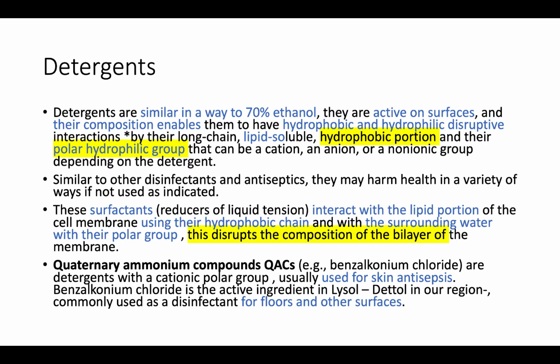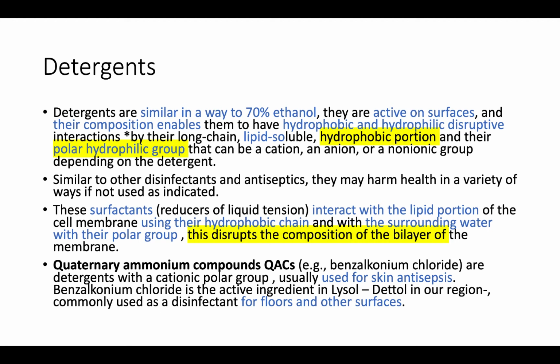Detergents. What types of detergents do we use? As we said, you need hydrophobic and hydrophilic portions on the same molecule. Ethanol is all hydrophobic, so if I add water to it I give it the ability to interact with hydrophilic parts. In detergents, the chemical compound itself has portions that are hydrophobic and portions that are hydrophilic. So it is also effective in disrupting cell membranes and makes them lipid soluble. Similar to other disinfectants, they may harm health in a variety of ways. That's why detergents are not usually used on the human body. They are used as disinfectants.